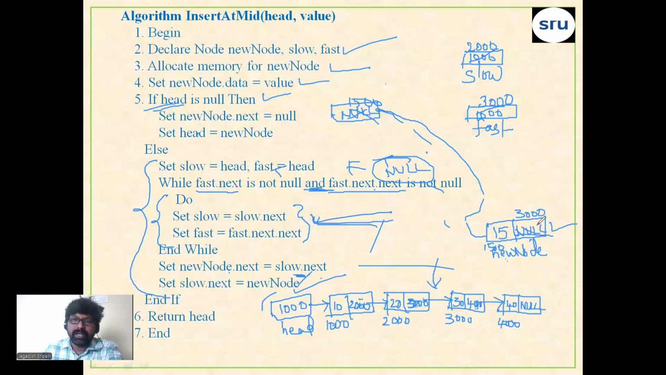Now we are deleting null and here we are putting 3000 inside this new node dot next.